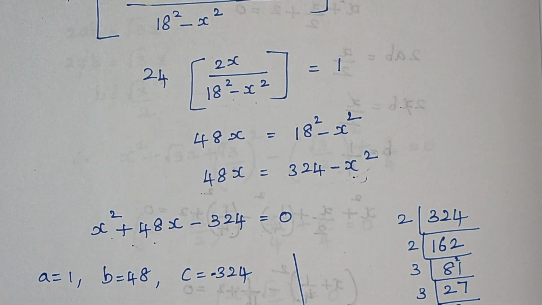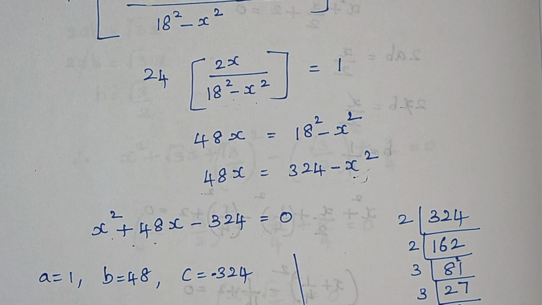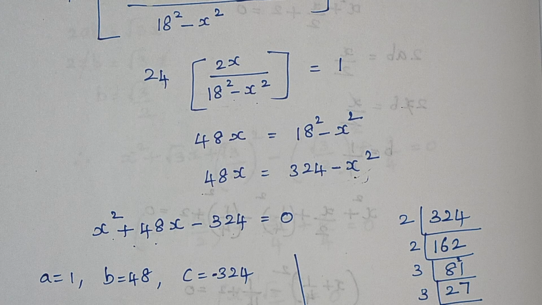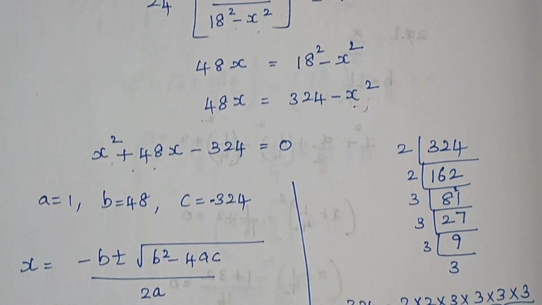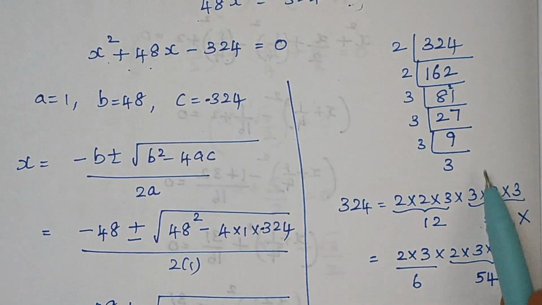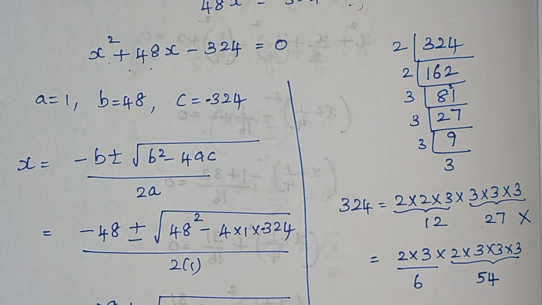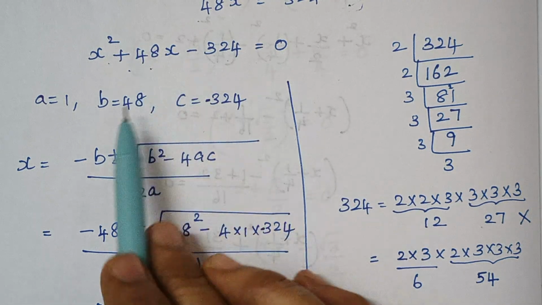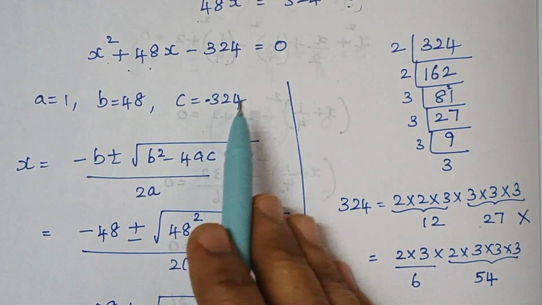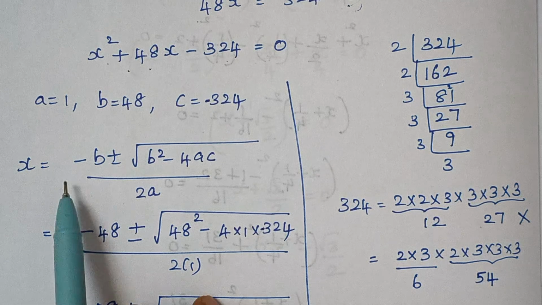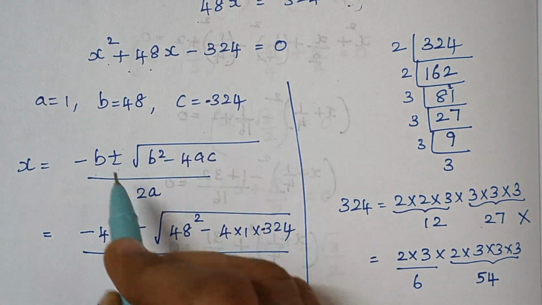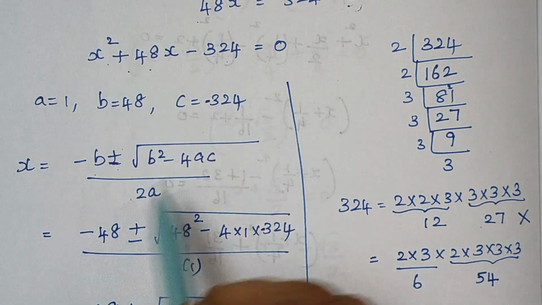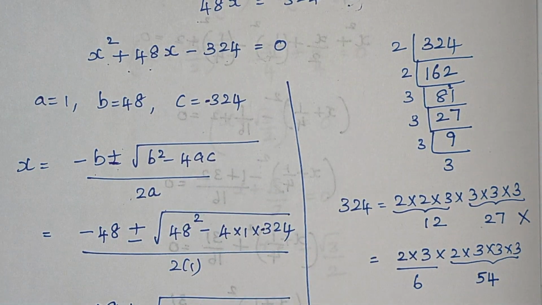Since the values appear to be quite big, I am not going to factorize. I am going to directly use the formula. Again, it's up to you. You can use any method to solve. Actually, I had tried, but it is much more time consuming, so I shifted to the formula. So here the value of A is 1, B is 48 and C is -324. So the value of x is (-B ± √(B² - 4AC)) / 2A. Here just substitute the values of A, B and C.